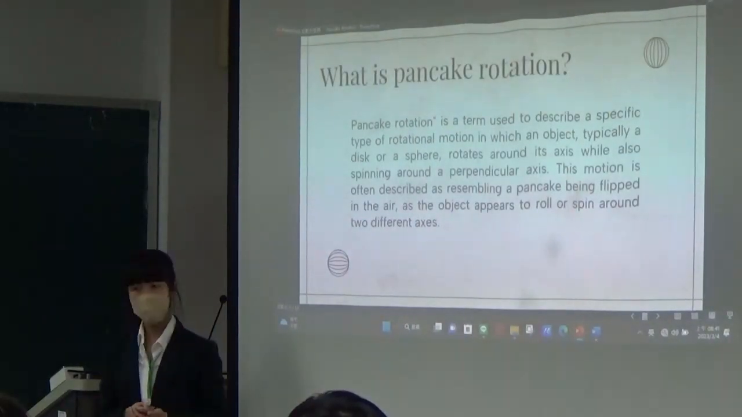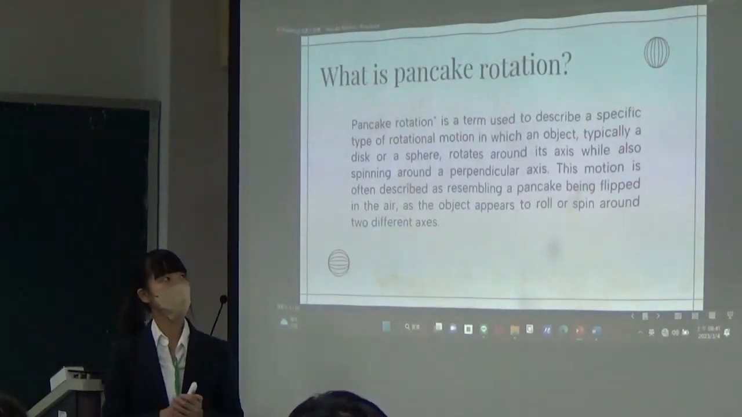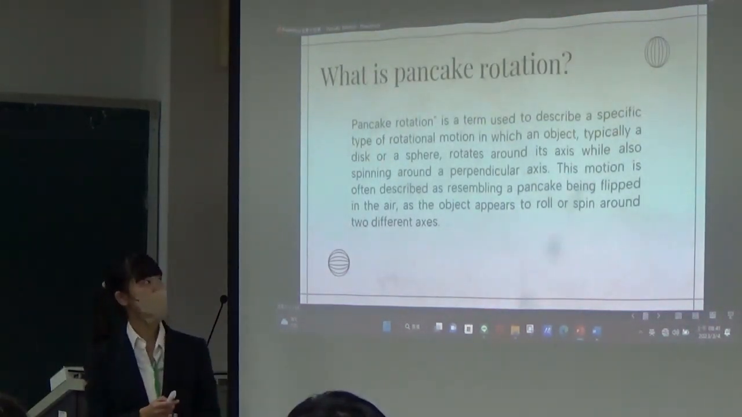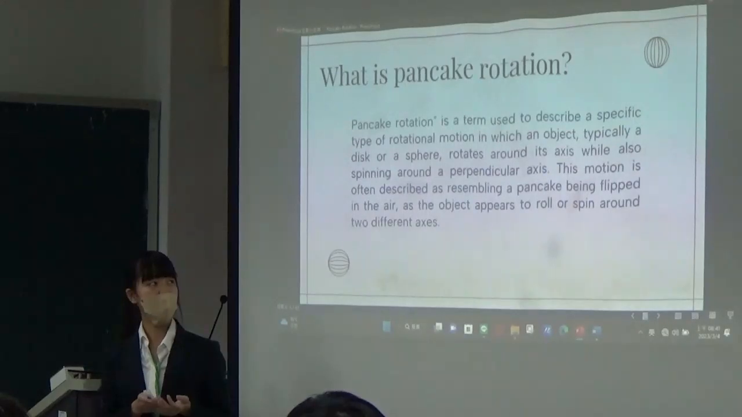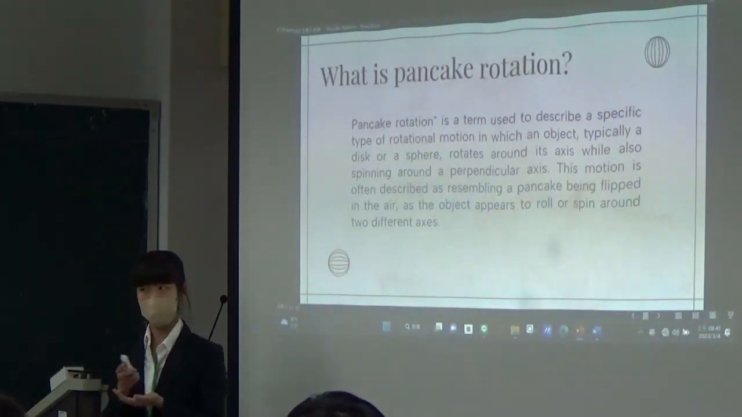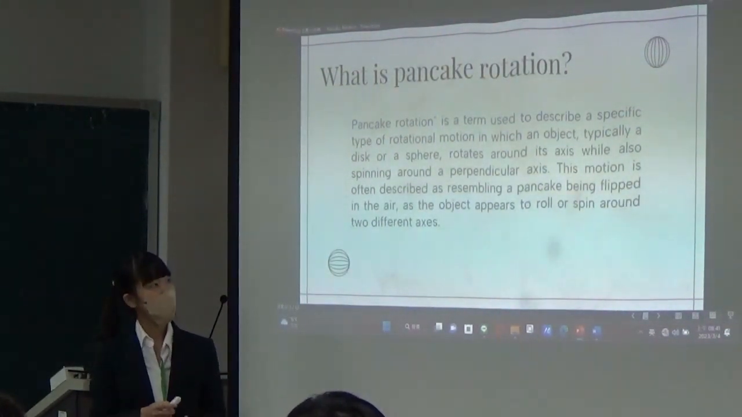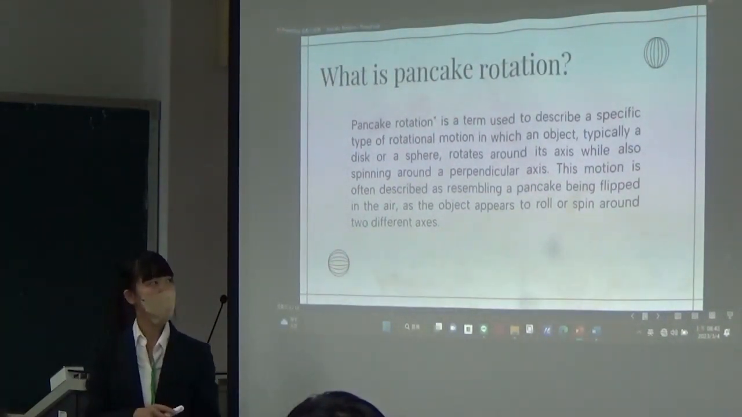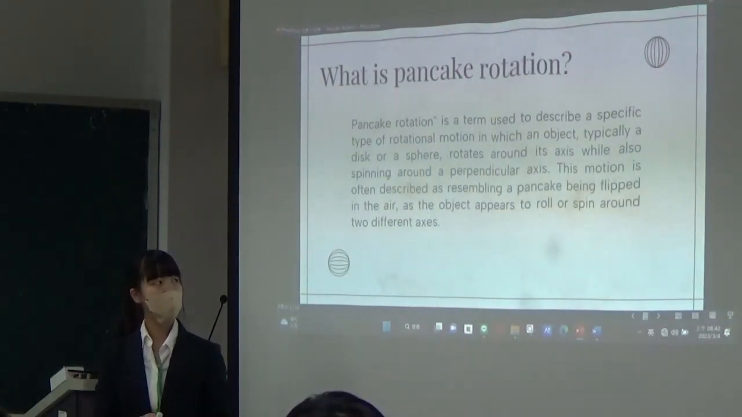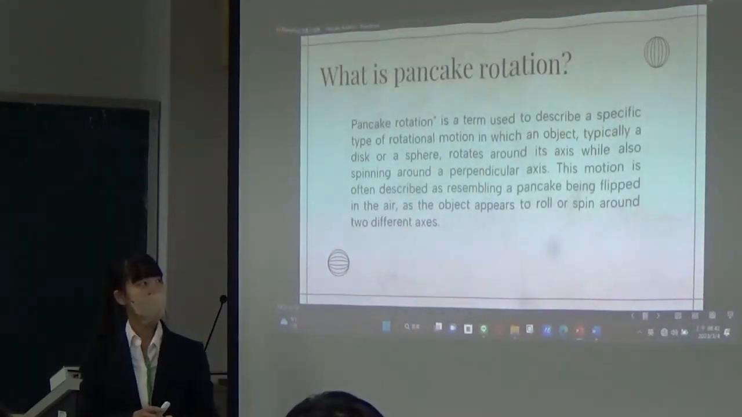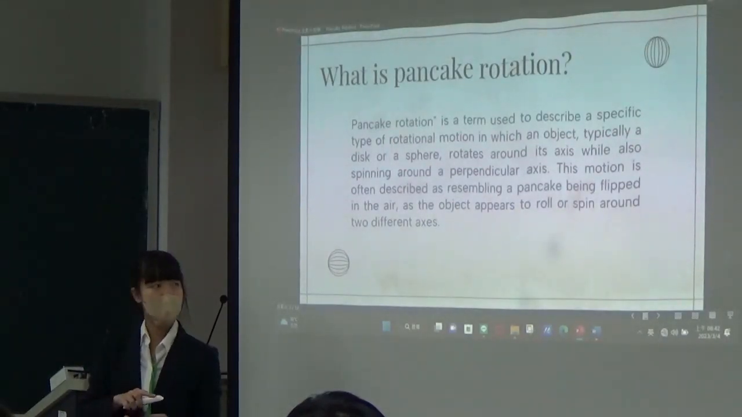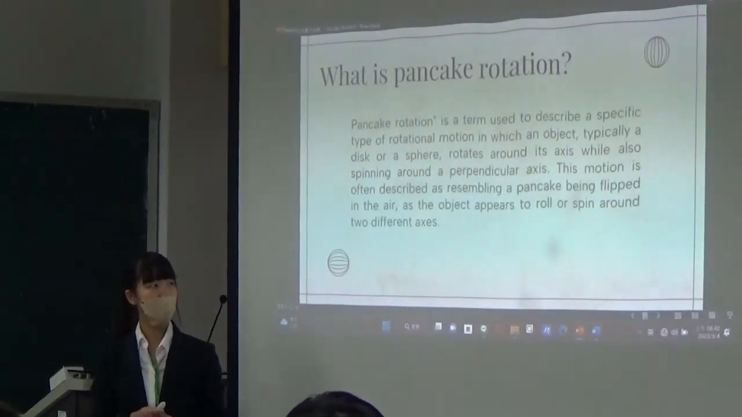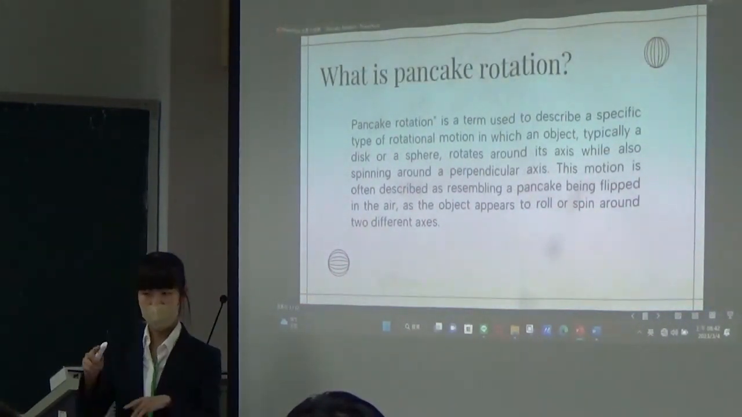So, what is pancake rotation? Pancake rotation is a term used to describe a specific type of rotational motion in which an object, typically a disk or a sphere, rotates around its axis while also spinning around a perpendicular axis. The motion is often described as resembling a pancake being flipped in the air, as the object appears to roll or spin around two different axes.